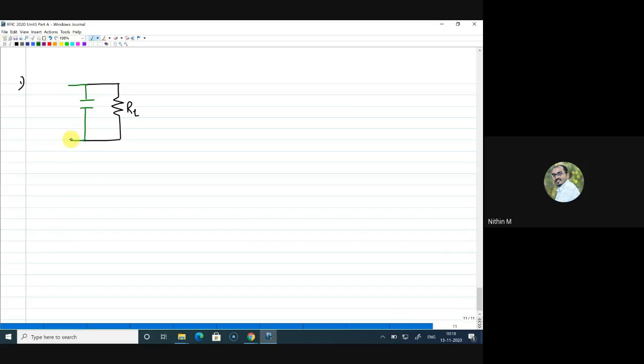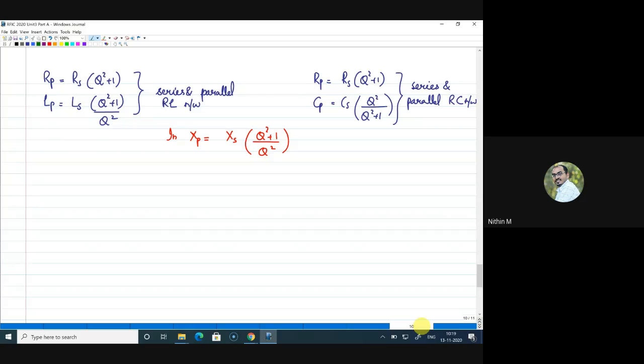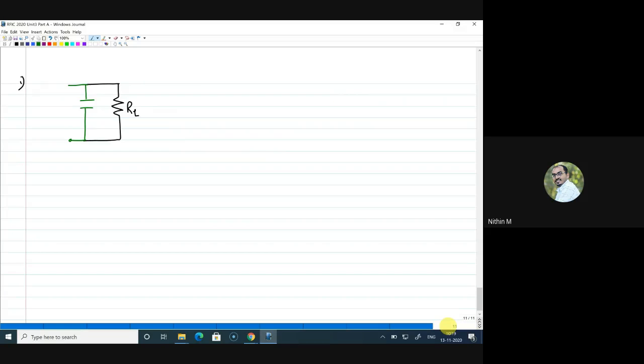Yeah. So if I'm connecting a capacitance here, now this is a parallel RC network, right? Since this is a parallel RC network, if I convert this into a series network, as we discussed just now, the series resistance is actually smaller from the relation. We have seen that series resistance will be parallel value divided by Q square plus 1. So that is a condition, right?